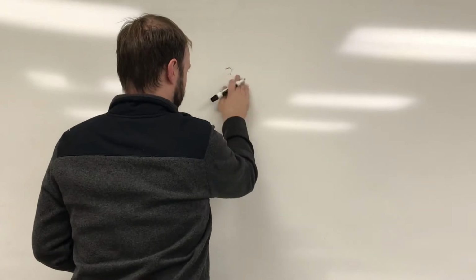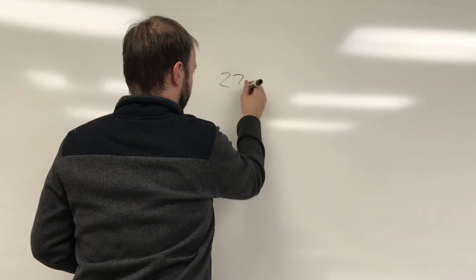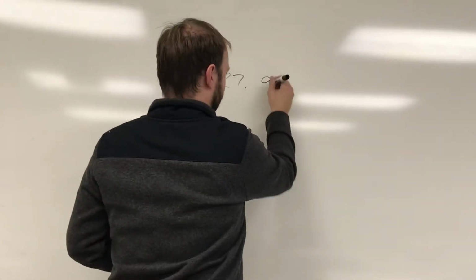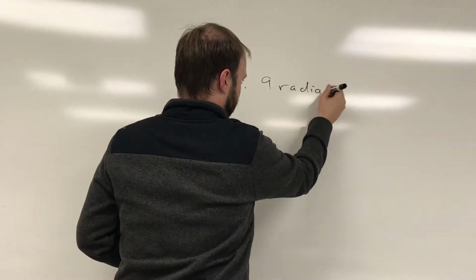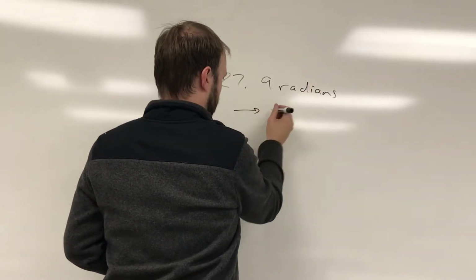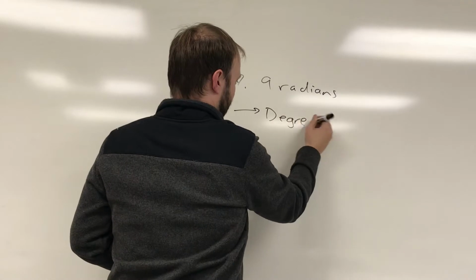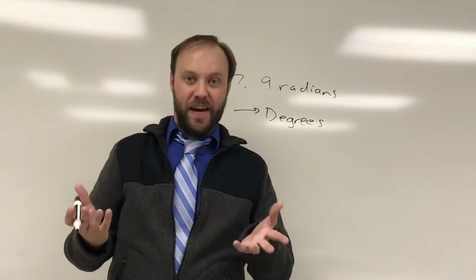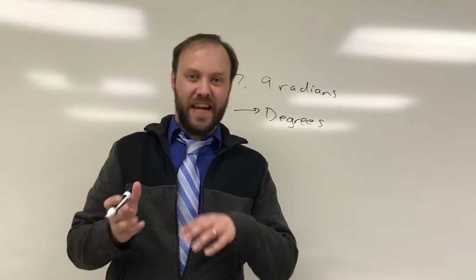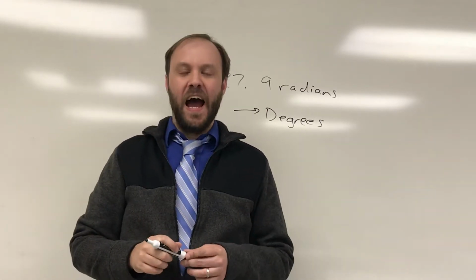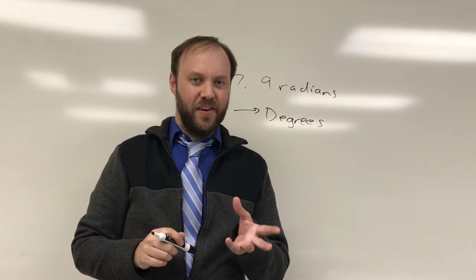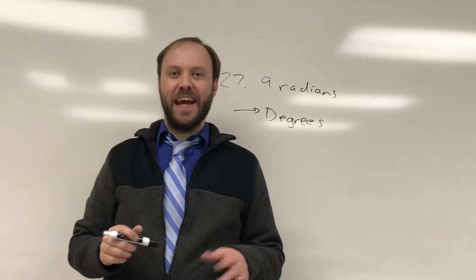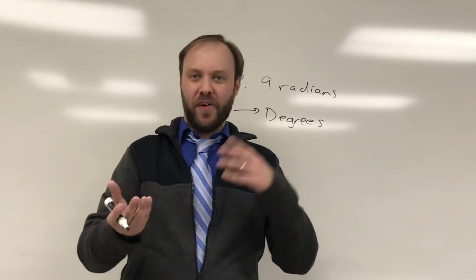Number 27 is asking me to convert 9 radians to degrees, okay? And it's not saying 9 pi radians, okay? We know that pi radians is 180 degrees, and if that was the case, you just multiply 9 by 180. Because you don't have that 180 here, this is a little bit more complicated, okay? So I kind of just took you all through kind of a common sense.